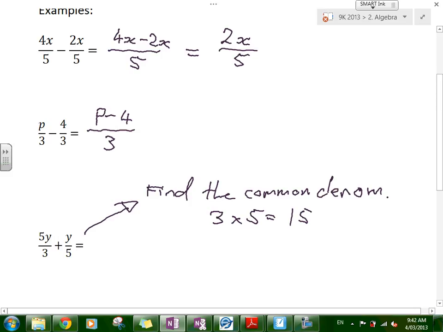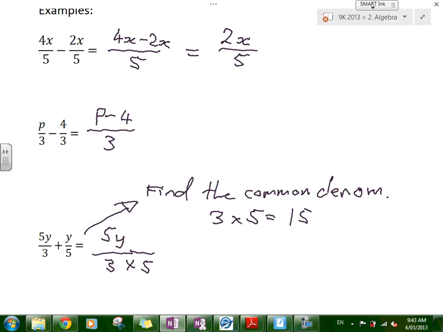So let me write the next step like this. We've got 5y over 3. Now how do I go from 3 to 15? What do I have to multiply by? I have to times it by 5. But I don't want to change the value of this fraction. I want to keep it the same value. I just want to write it differently. So if I times the bottom by 5, what do I need to do with the top? Yeah, times by 5 is right. Whatever you do to the bottom, you have to do the same to the top. So 5y times 5 as well.